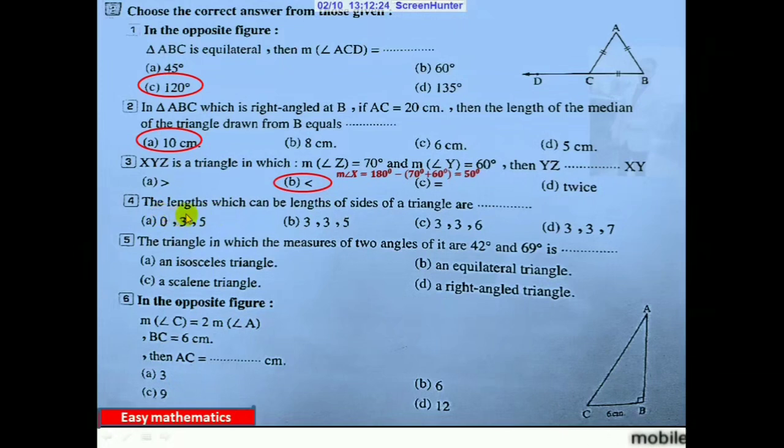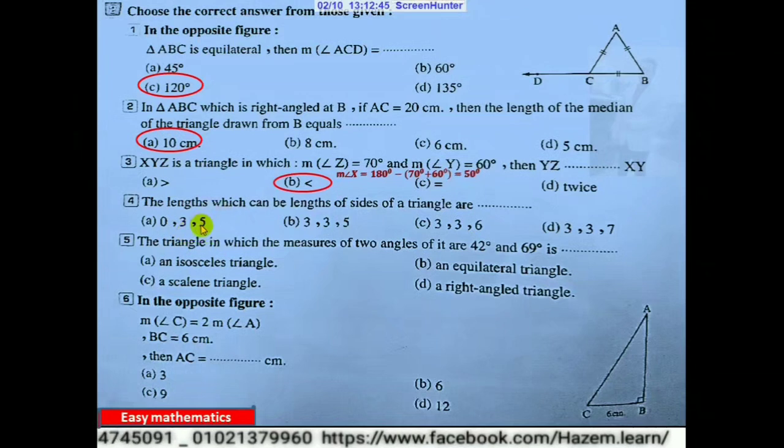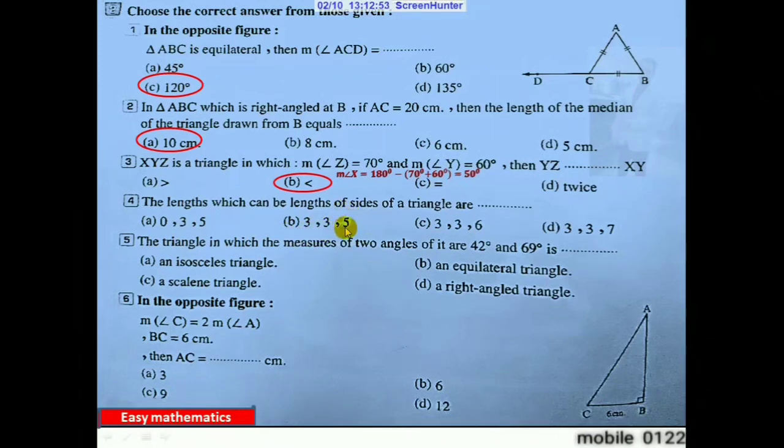Number 4, the lengths which can be the lengths of sides of a triangle are what? When he asks me to find the three sides of a triangle, we know we must add the smallest two sides and the sum must be bigger than the third one. So let's try 0 plus 3 here. It will be smaller than the third side 5, so it can't be. But letter B, 3 plus 3 equals 6, bigger than the third side 5. It can be. So we can put this sign above B. But letter C, 3 plus 3 equals 6, can't be.